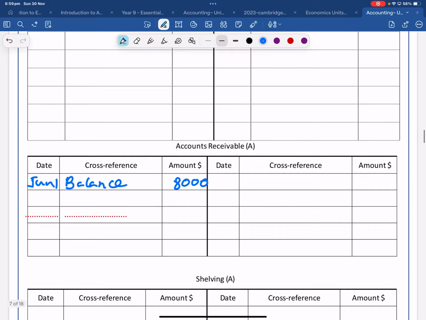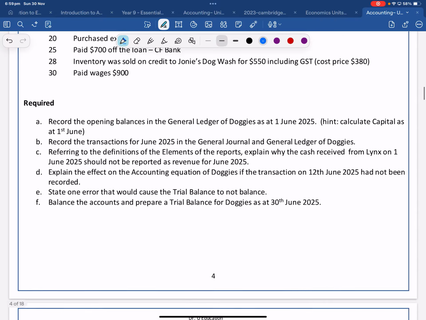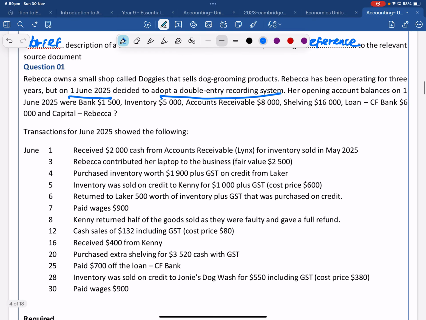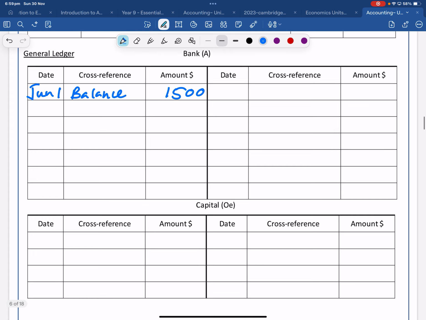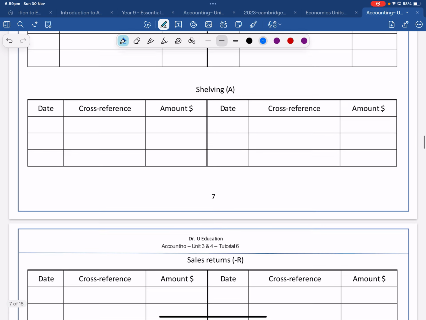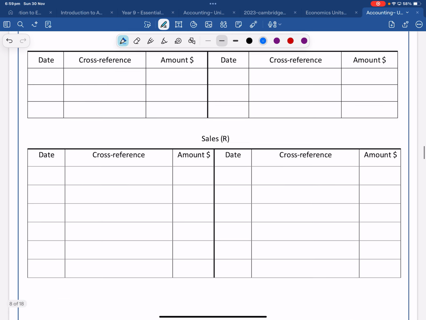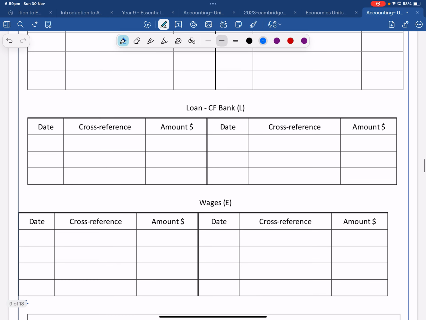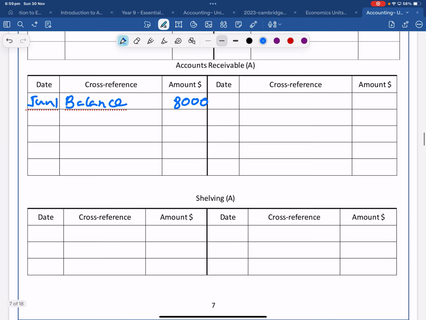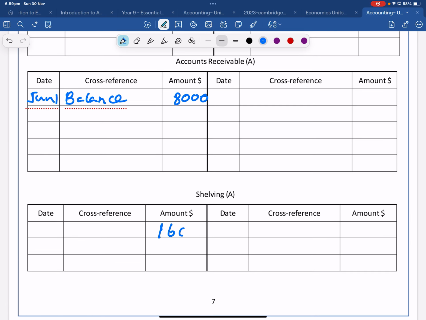Okay, Krishan? Next one. Shelving. Also an asset. 16,000. What is shelving? 16,000. June 1st balance.